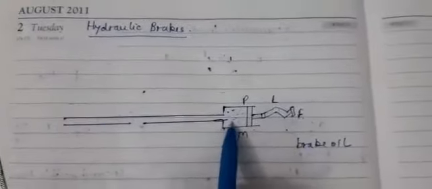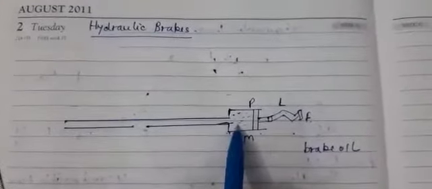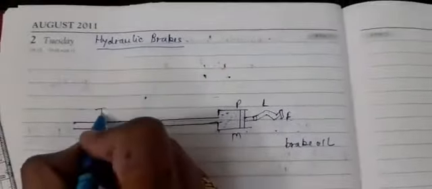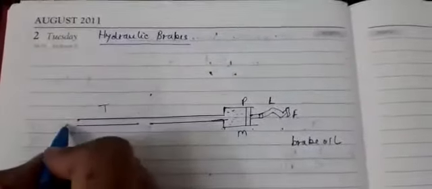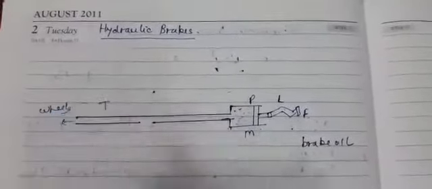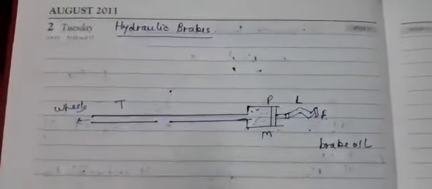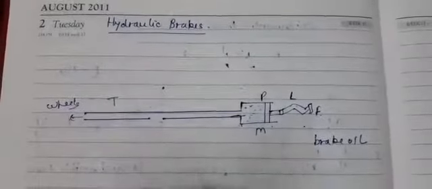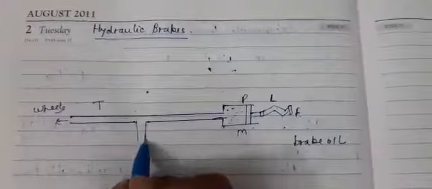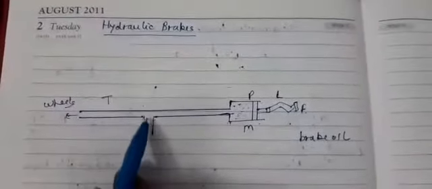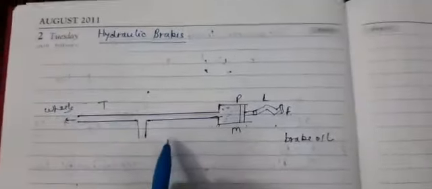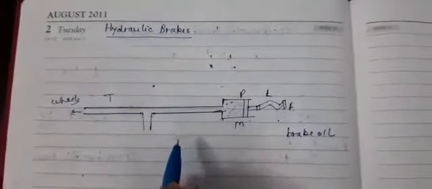Now this master cylinder is connected to the wheel cylinder through this tube. This is, let it be tube T, and this is connected to wheel. This is connected to other wheels. Now the wheel cylinder is having, this tube, this is connected to one wheel, another part is connected to the other wheels. So now this wheel cylinder is having two pistons.